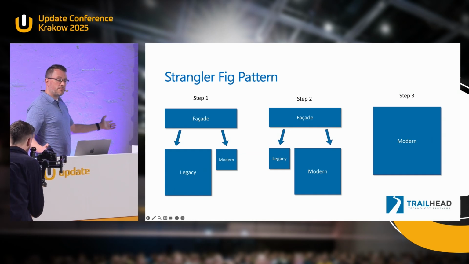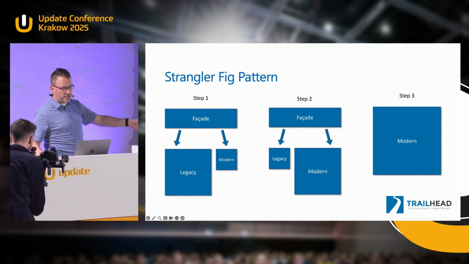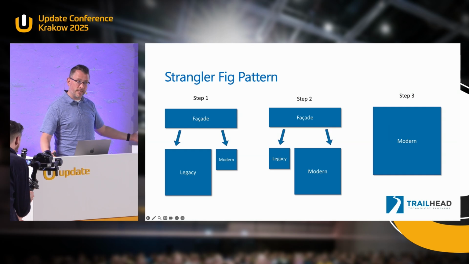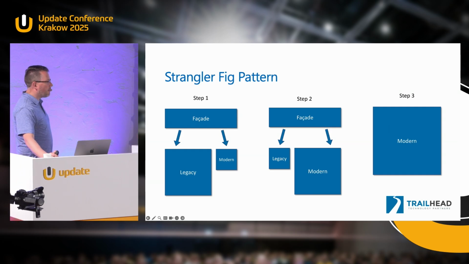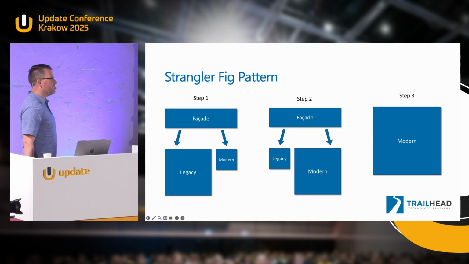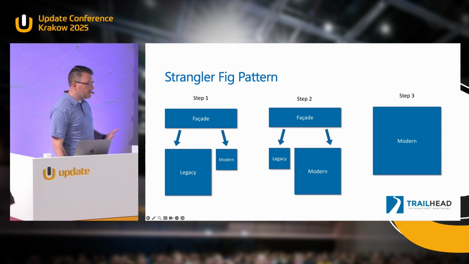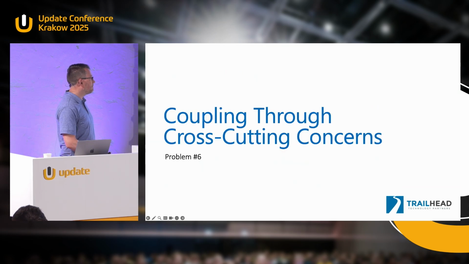Gradually over time, you can spend your time moving functionality from the legacy to the modern. Eventually, the modern gets bigger, and the legacy is smaller. And then hopefully, eventually, you reach that point where you've actually moved things over completely to the modern application. You could theoretically get rid of that facade layer at that point.